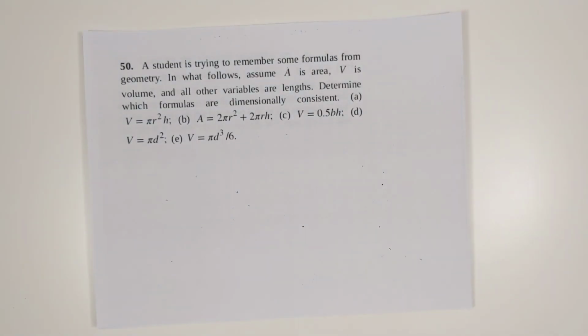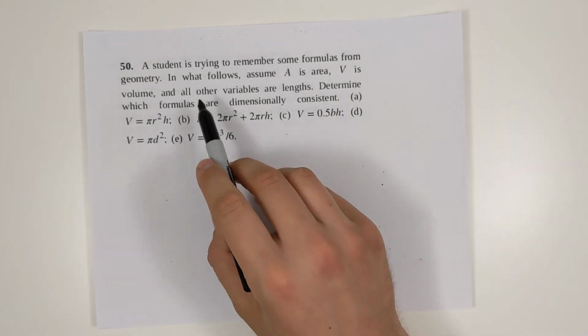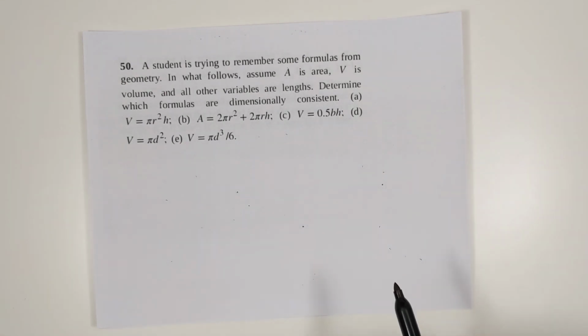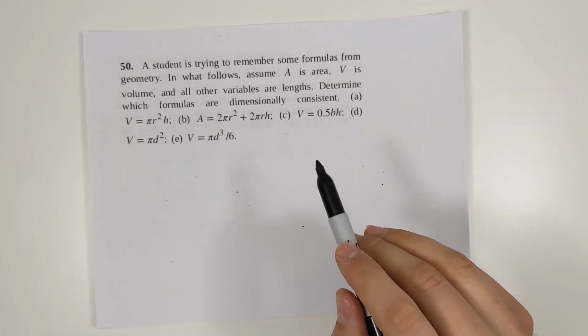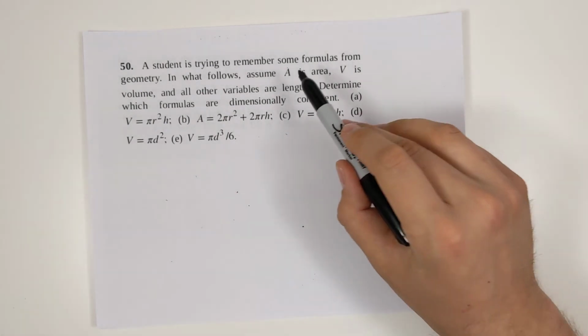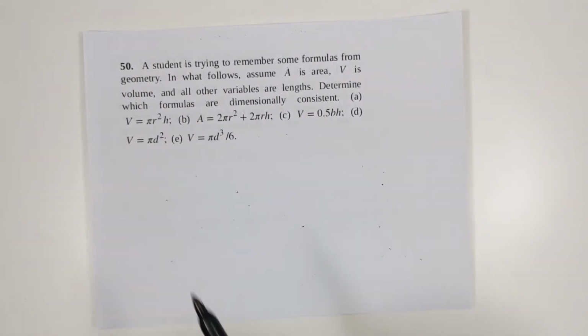All right, so these problems are coming from the physics textbook linked below, so go download it, have a look, and have a play with some of these. I'm just going to do A, B, and C here. A student is trying to remember some formulas from geometry. Maybe you're in geometry now. For me, that was a long time ago. In what follows, assume A is area, V is volume, and all other variables are lengths.